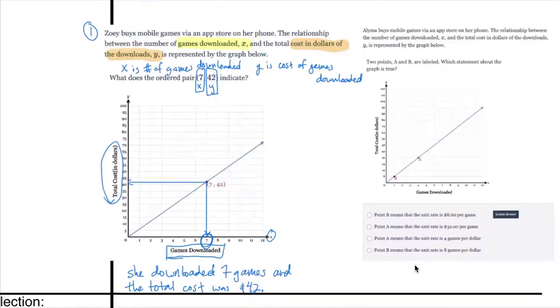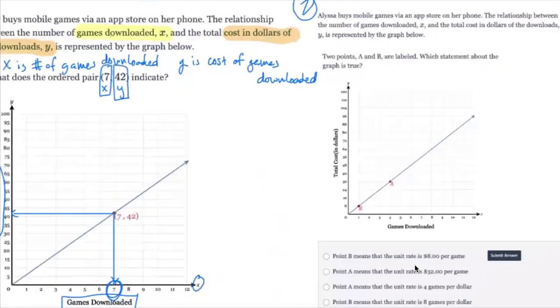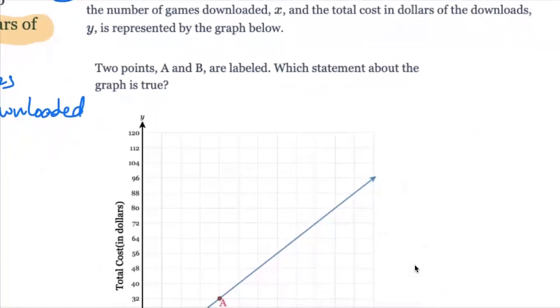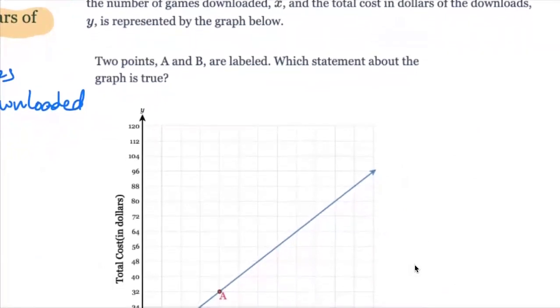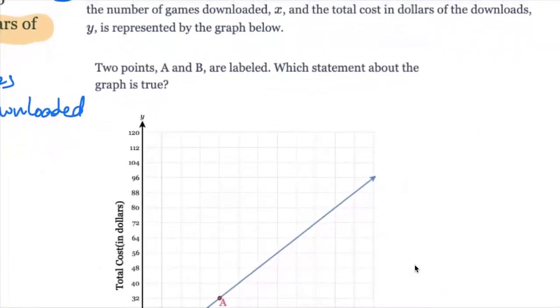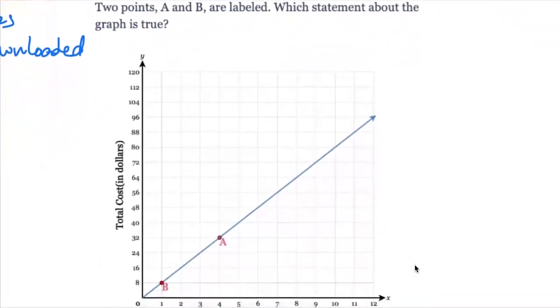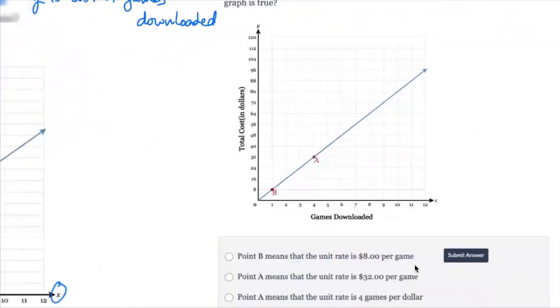On number 2 here with Alyssa. Alyssa buys mobile games via an app store on her phone. The relationship between the number of games downloaded X and the cost in dollars of the downloads Y is represented by the graph below. 2 points A and B are labeled. Which statement about the graph is true?